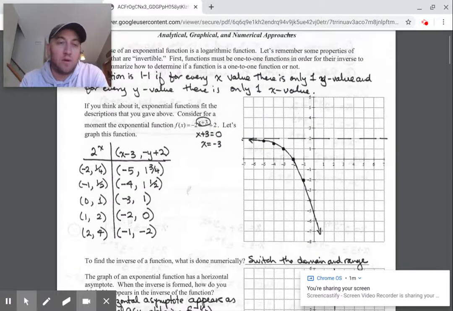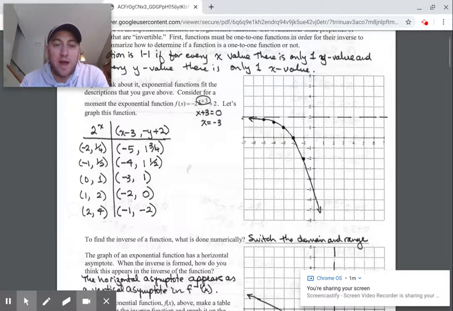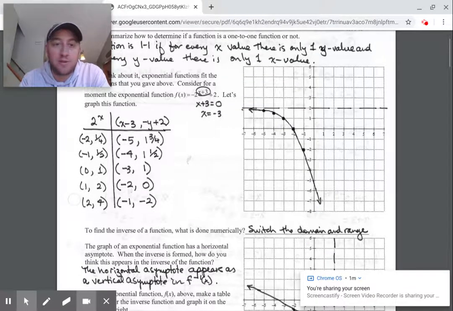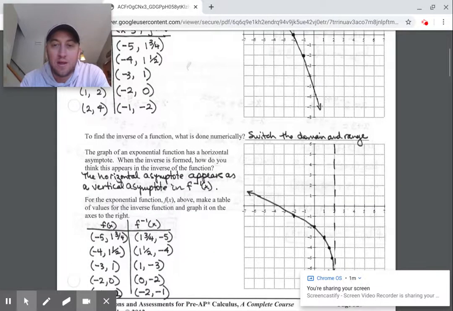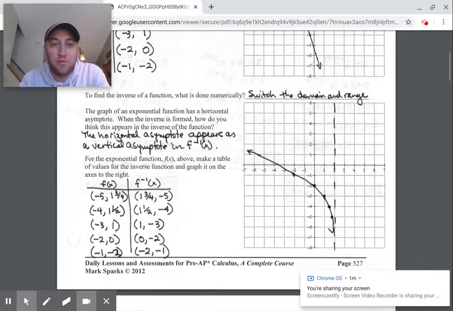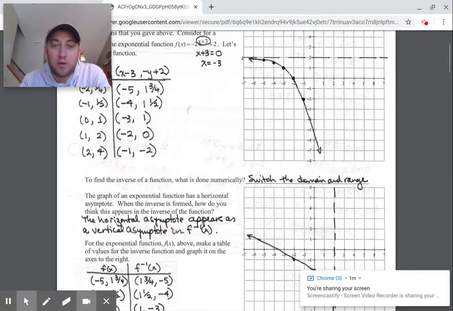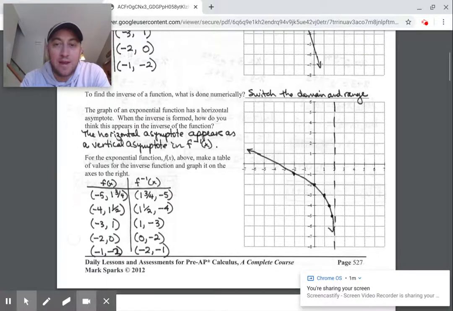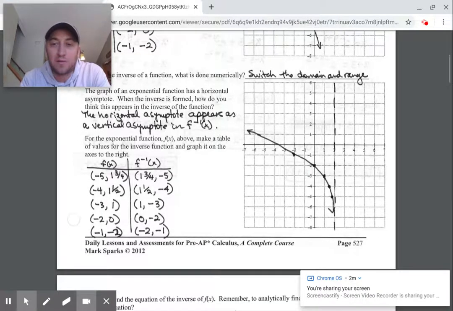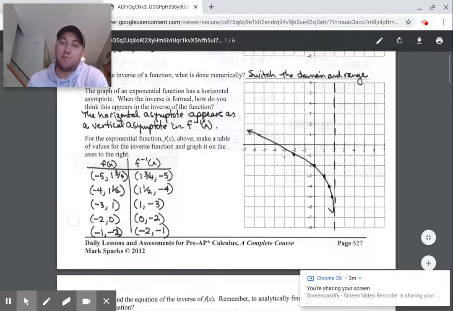So back to inverses real quick. How do you find the inverse of a function? Basically, if you just have a graph, the easiest way to do that is just switch the domain and range. So the first thing that you'll notice here, here I had a horizontal asymptote, and now when I look at my inverse, I now have a vertical asymptote at x equals 2, and then all of my ordered pairs are just getting flipped. So this graph right here represents the inverse of that exponential function.